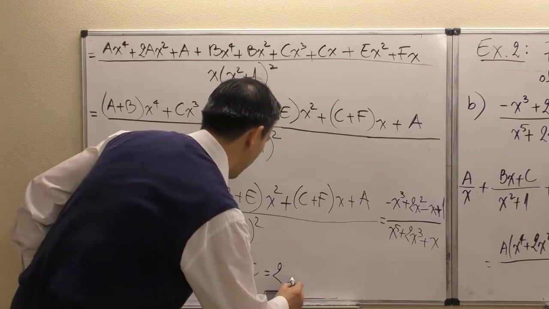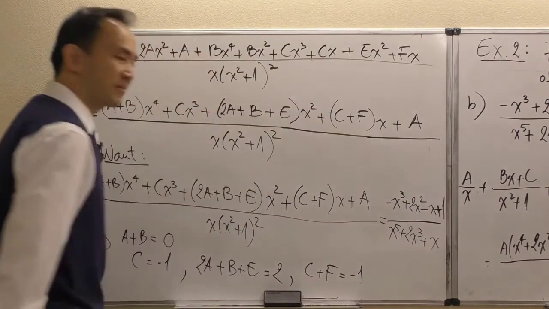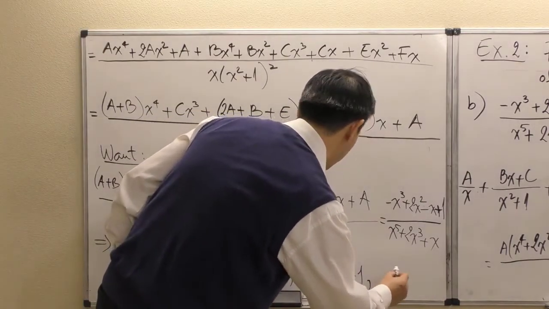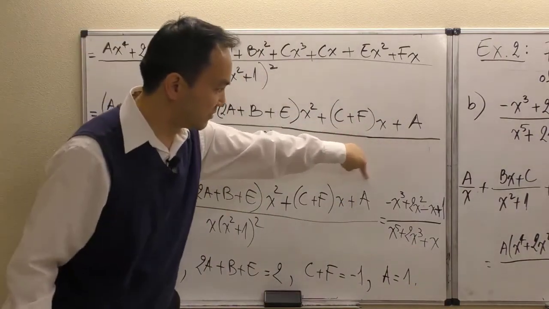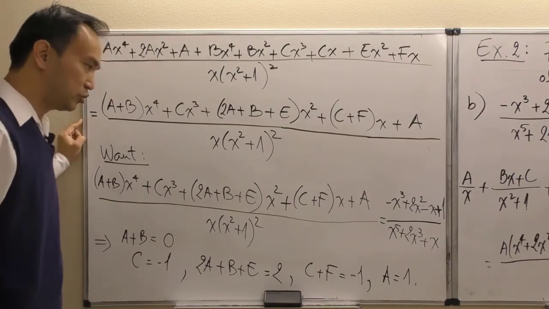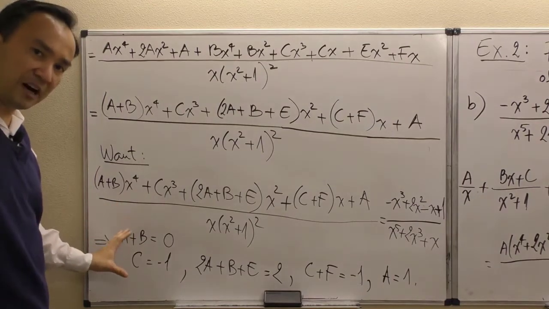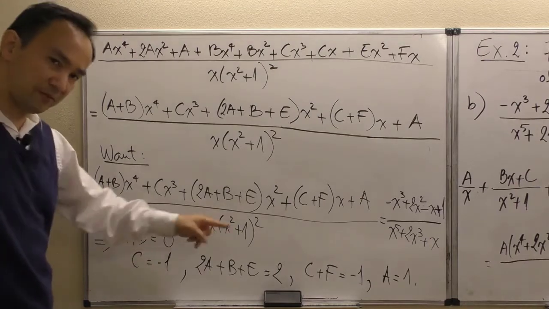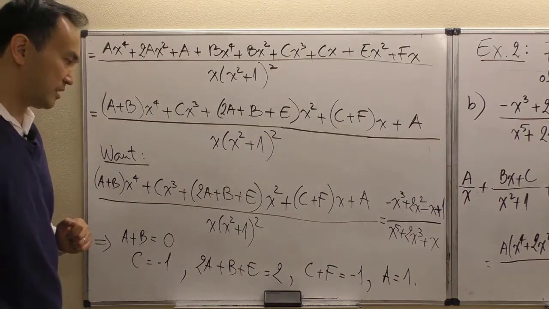Okay, so that means we have another equation, c plus f to equals -1. All right, and the last one here is going to be a equals 1, because a is the constant term, it has to equal 1. My last term of the right-hand side numerator polynomial. Okay, and so we have a system of 5 linear equations with 5 unknowns, a, b, c, e, and f. Now we're going to take our time solving it.